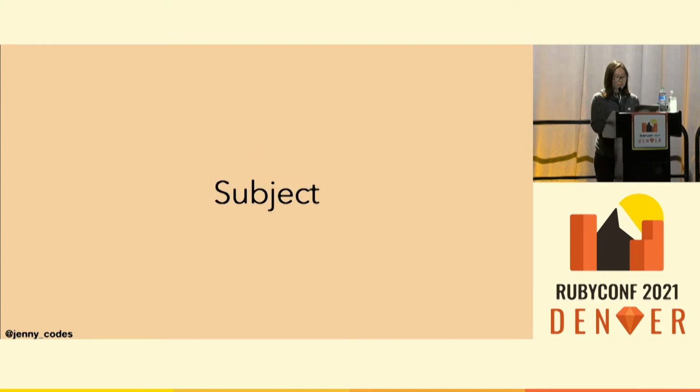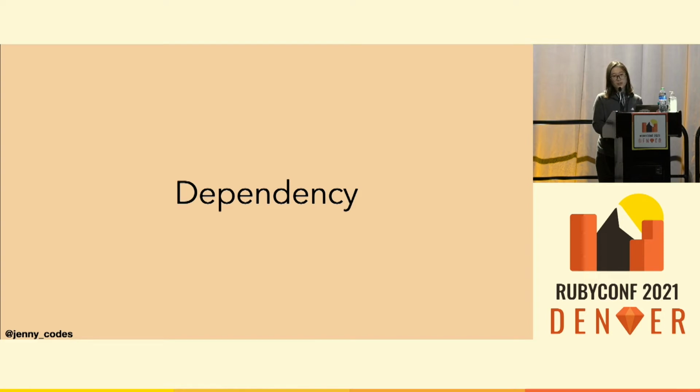Subject is the thing that you want to test. And a dependency is another module or anything outside of the subject that the subject knows. So if module A calls module B, then we will say that module A depends on module B.